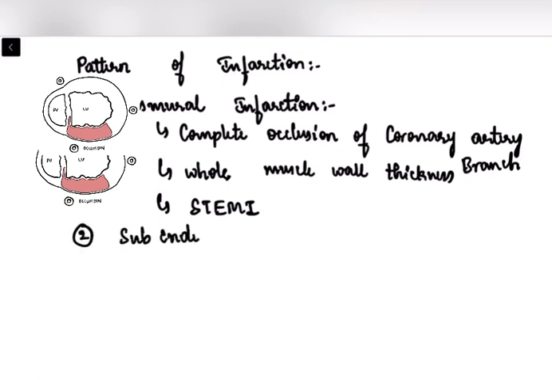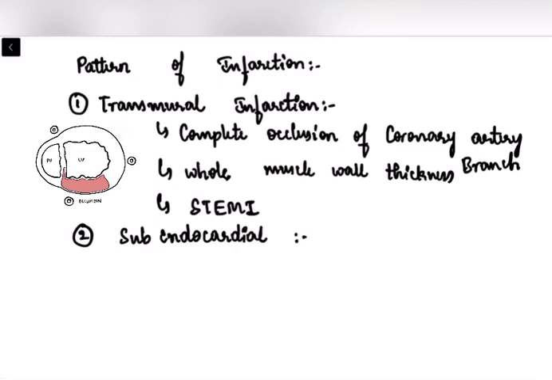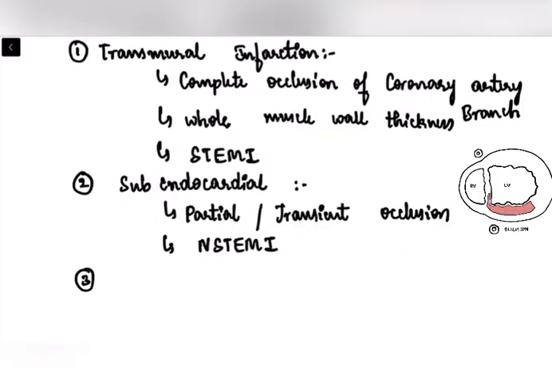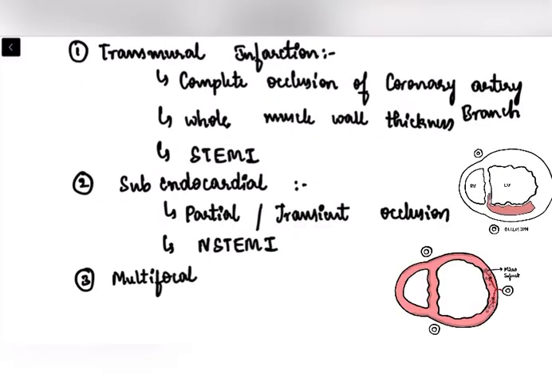The second one is subendocardial infarction. This is due to partial or transient occlusion in one of the coronary arteries. That leads to non-ST segment elevated MI, myocardial infarction. The third one is multifocal microinfarction. This is due to vasculitis or abnormalities in the small intramural blood vessels that supply the heart wall.